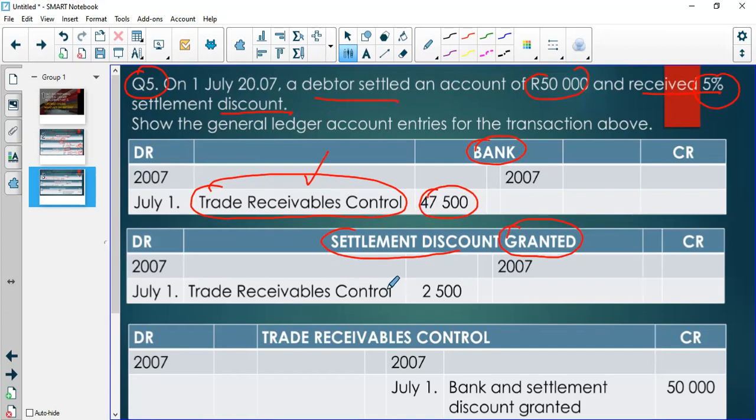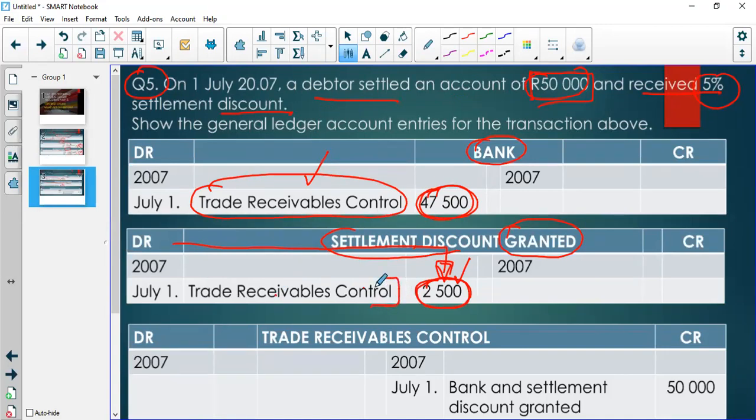So we are saying that this settlement discount was reducing the trade receivables control. In other words, it's a debit that we make, more like an expense, because whereas we're supposed to receive 50,000, we go on to receive just 47,500. So it's more like a loss, but it's a loss which we decide to give to a customer to encourage them to pay in time. So that's why it's on the debit side. It's like an expense. So the credit entry is made in the trade receivables control.